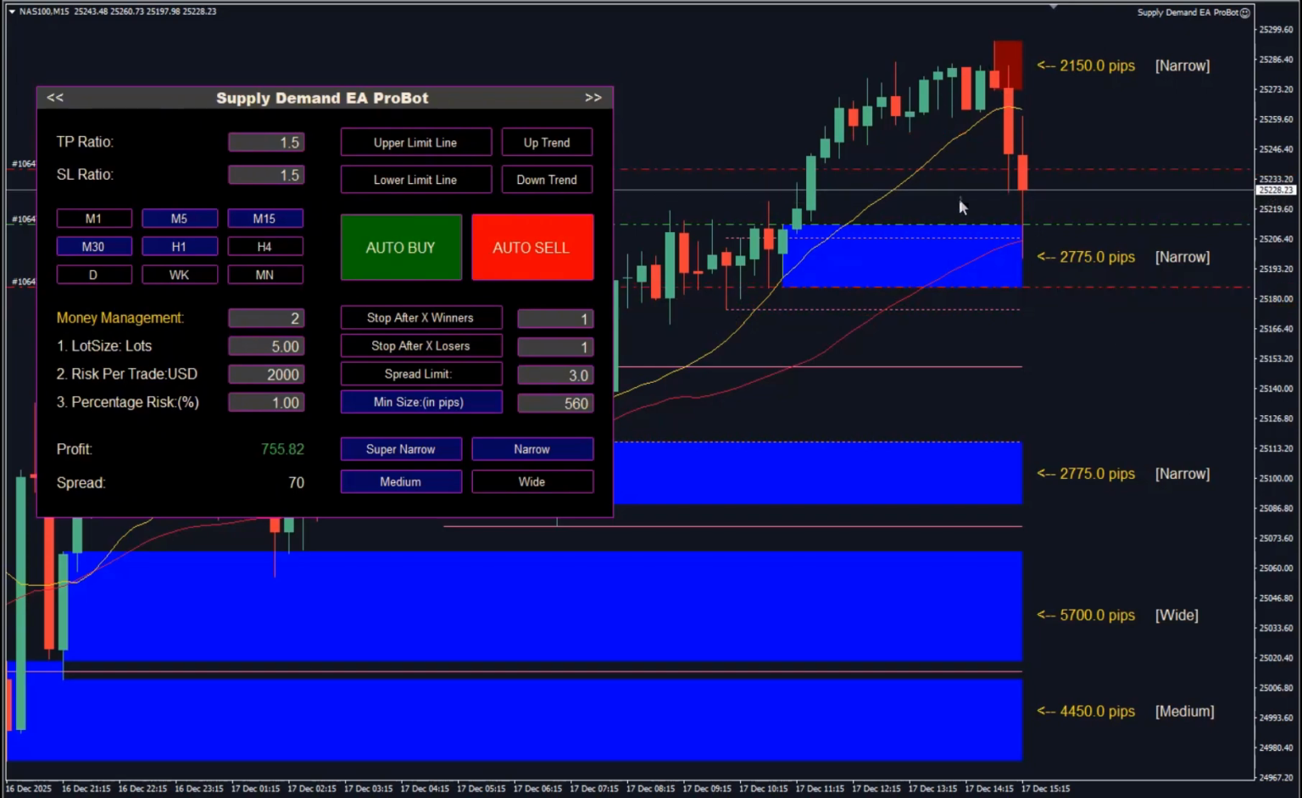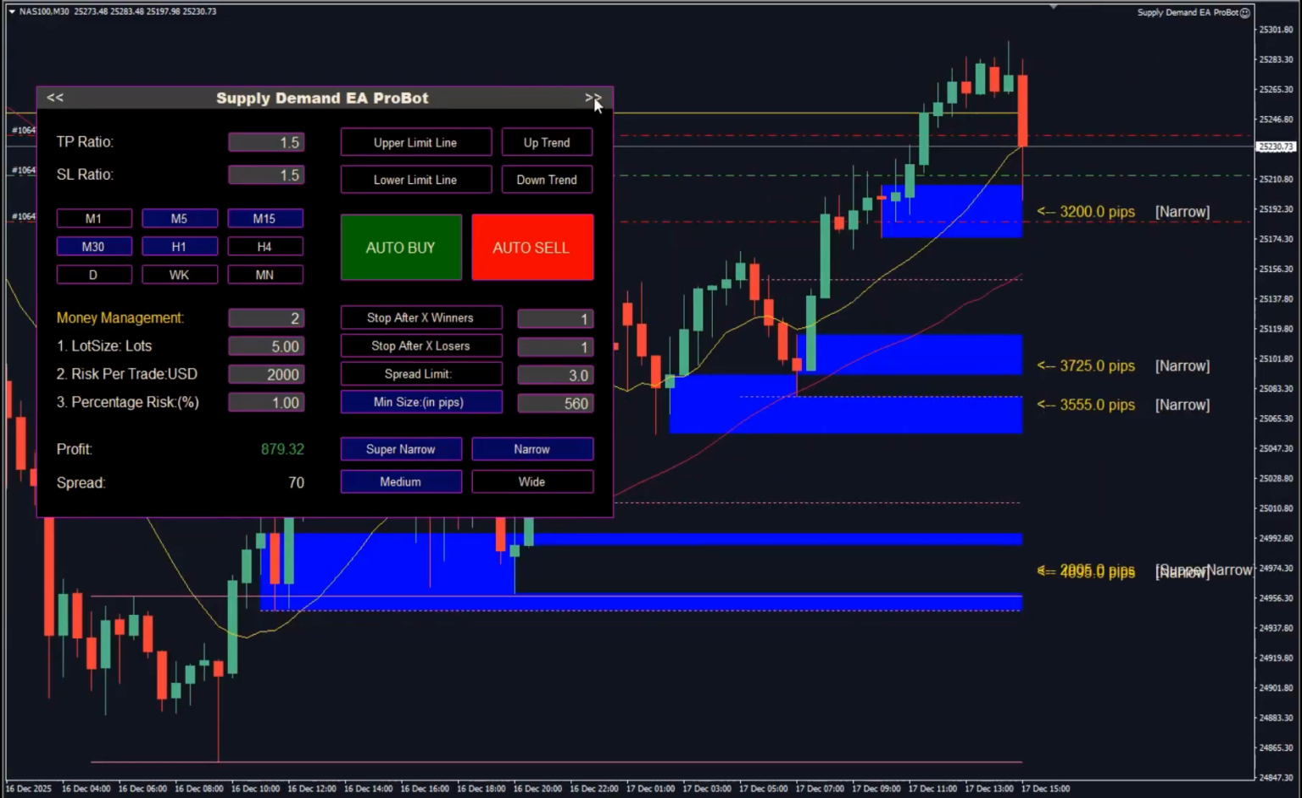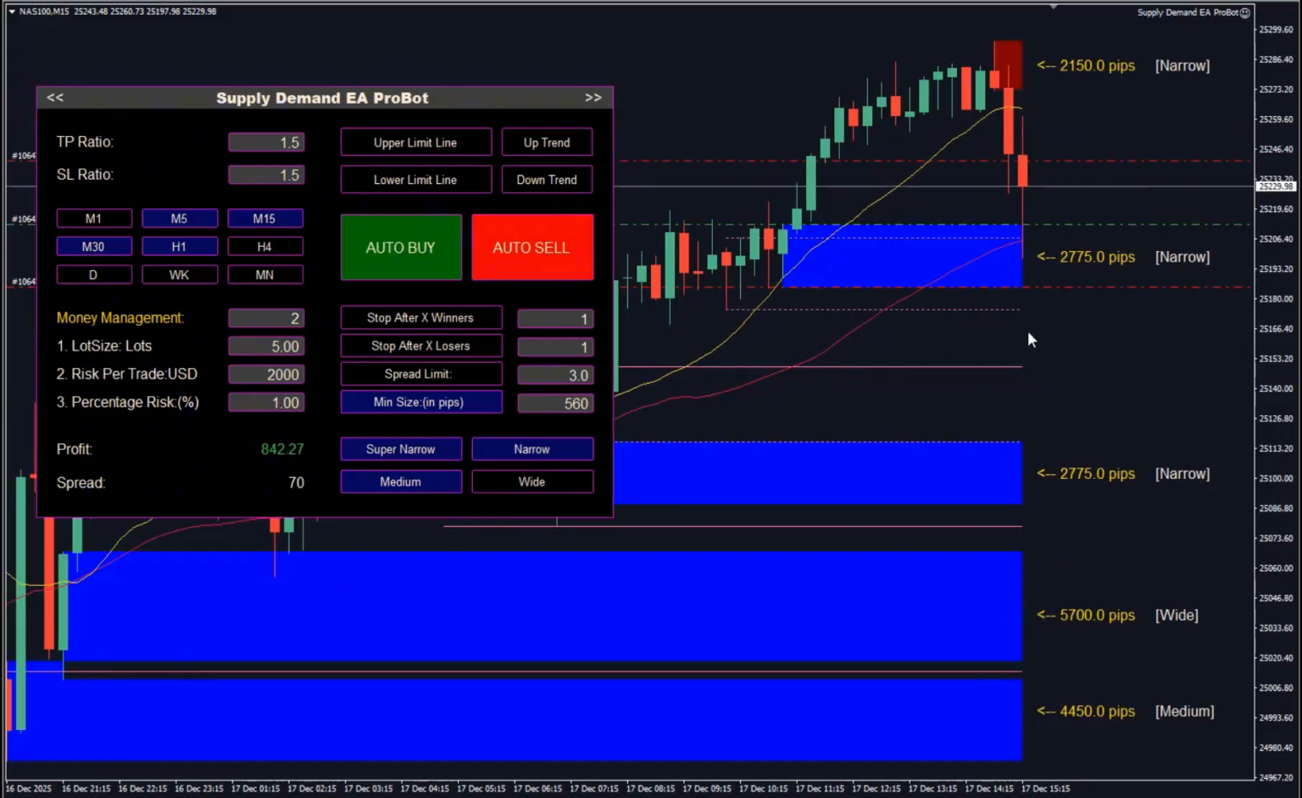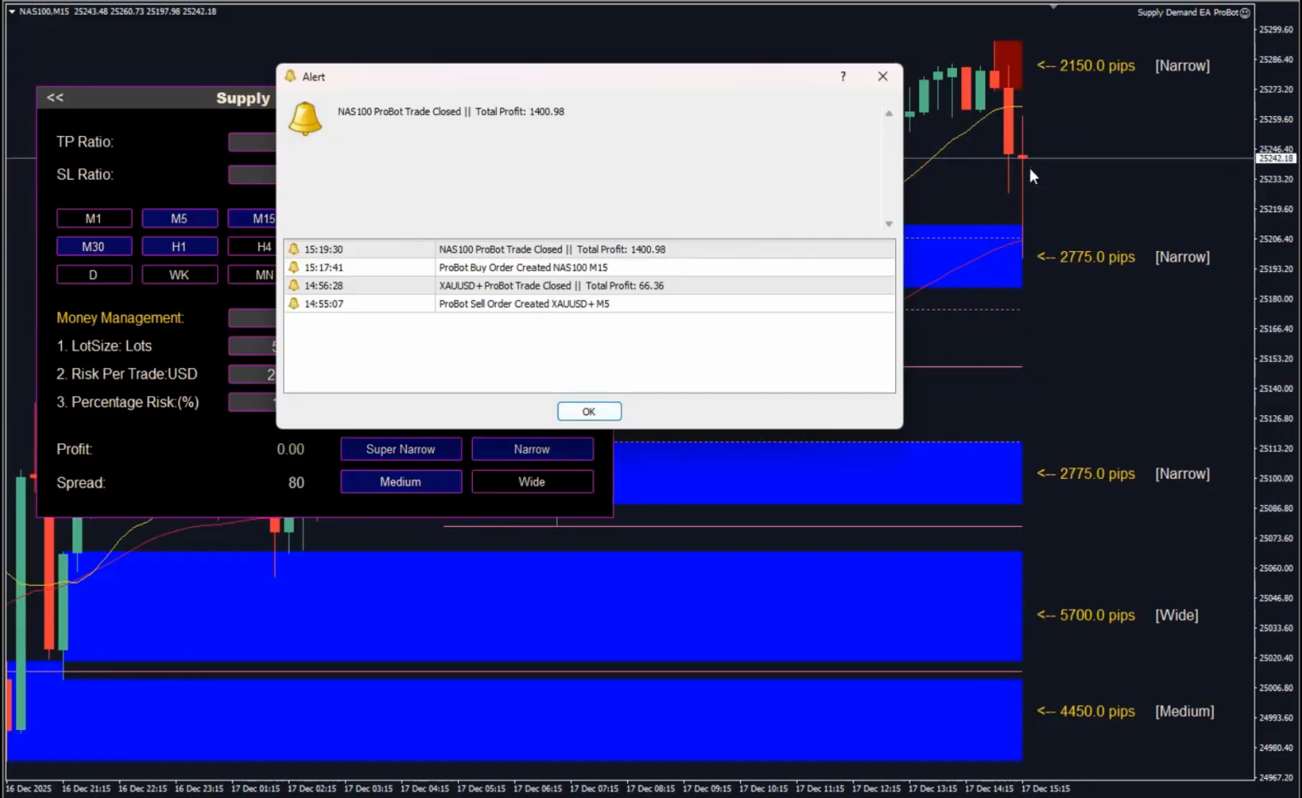Price dropped and reached this demand zone. We also have a demand zone on the 30 minutes time frame. It started to go higher, so maybe I will move my take profit a bit higher. You can see price is very close to the take profit target, and now, as you can see here, the trade was closed with profit.